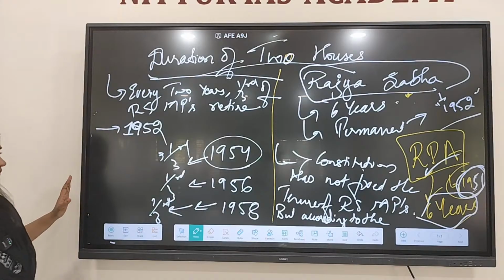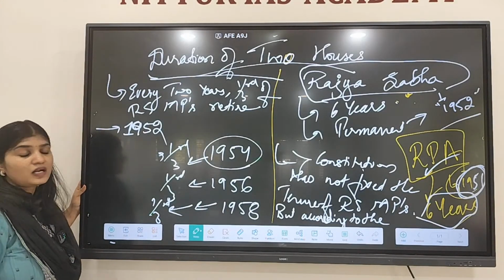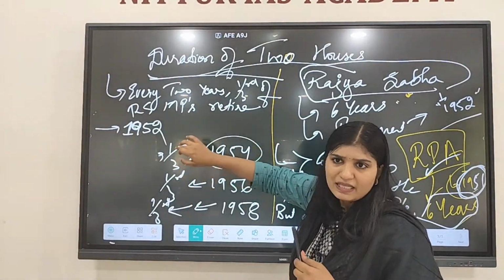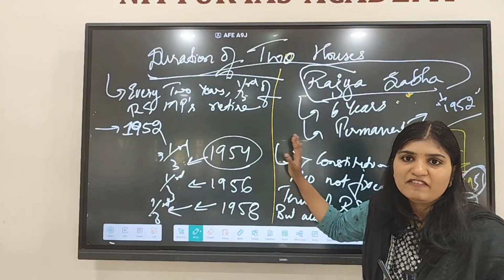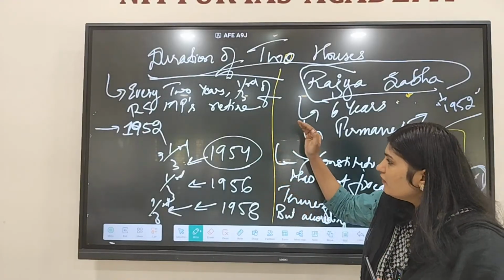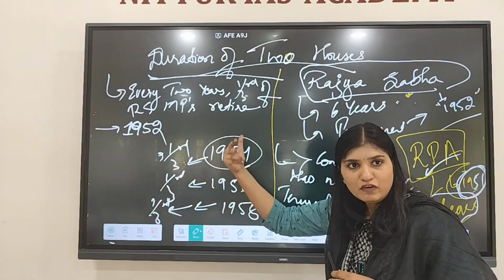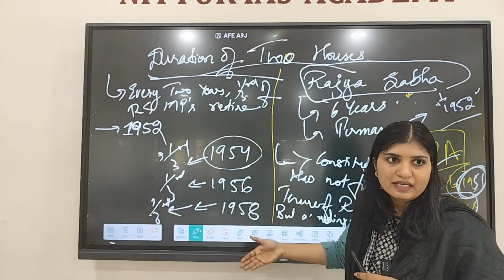Next, what happened? Again there are elections. Once they get retired, at that time there will be elections again. Okay, it will not be unfilled. 1/3 of the members will get retired, and a new fresh election takes place for 1/3 of the members, and they will enter. It went on like this.